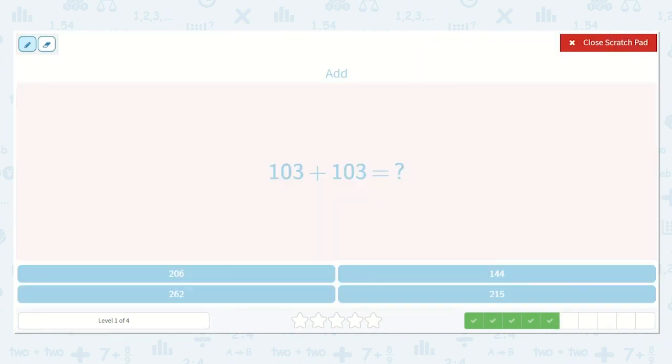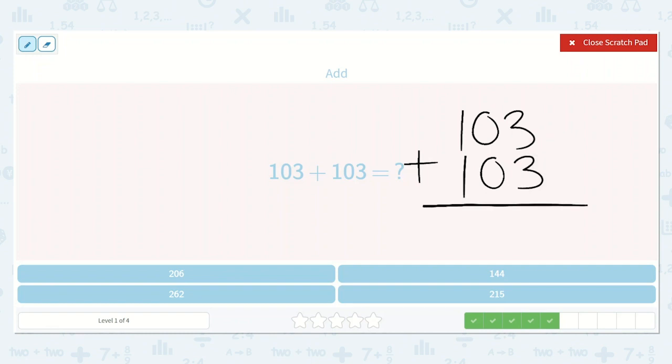Now we have 103 plus 103. 3 plus 3 is one of my doubles. 3 plus 3 is 6. 0 plus 0 is 0. 1 plus 1 is 2. My answer is 206. There it is.